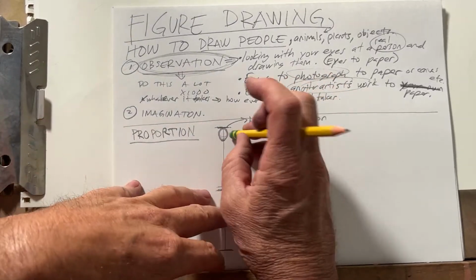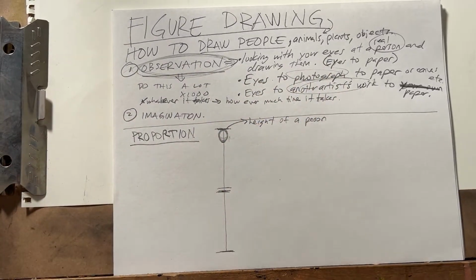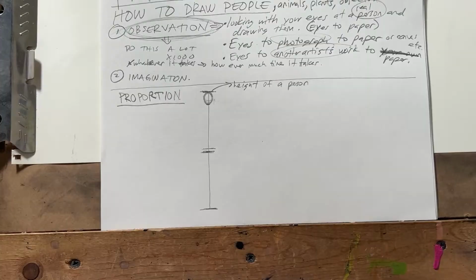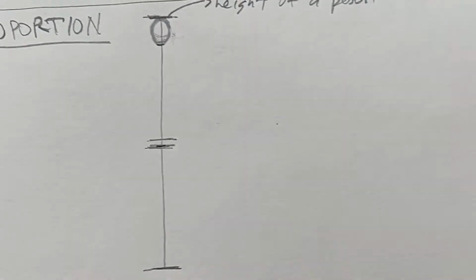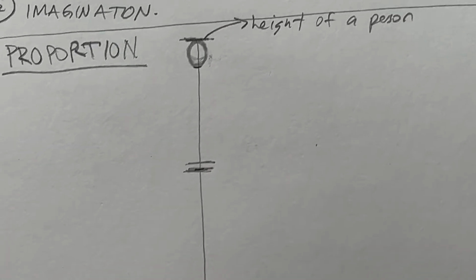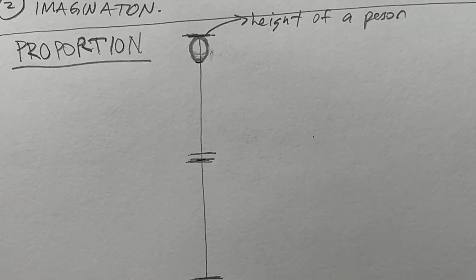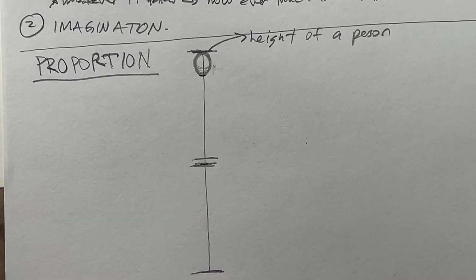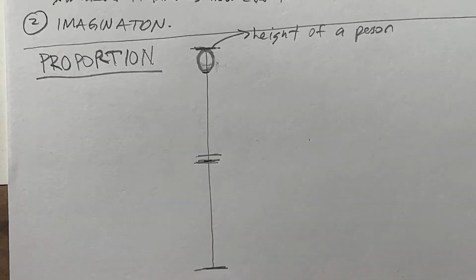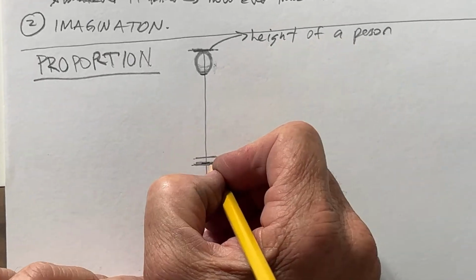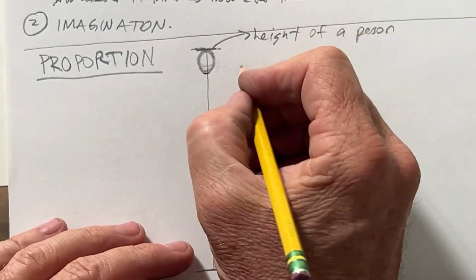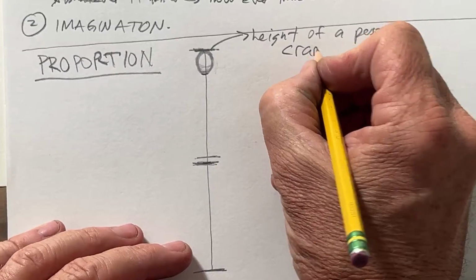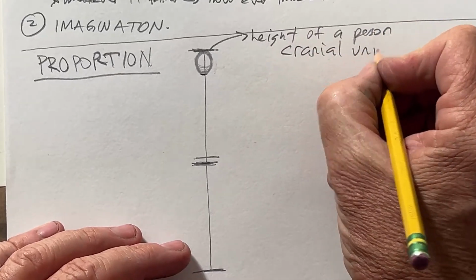What we're going to do, am I zoomed in enough? No, I'm not zoomed in enough. So I'm going to zoom in even more for you guys. There we go. Okay, cool. All right, let's break this down more. All right, so we're going to talk about cranial units.